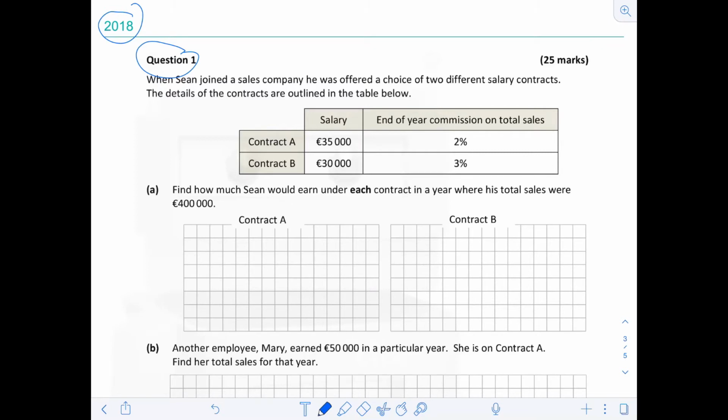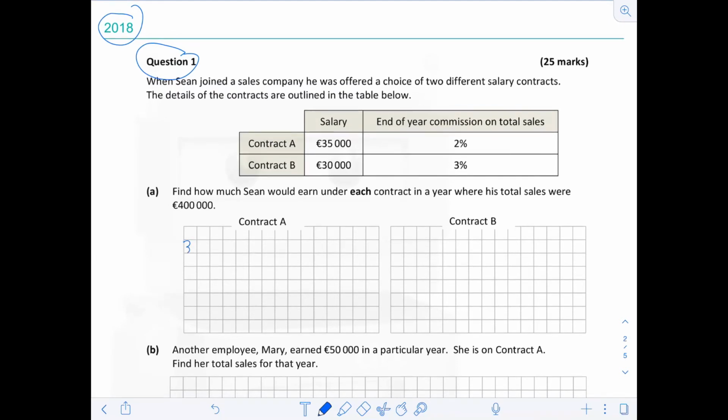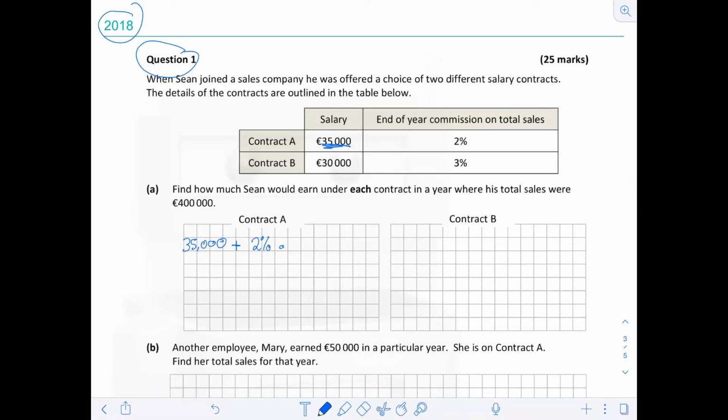Okay, so Sean is going to get 35,000 anyway, because that's his kind of base salary. But he's also going to get commission. He's going to get commission of 2% of 400,000. So let's work that out. So it's 35,000 plus, how do we work out 2% of 400,000 again?